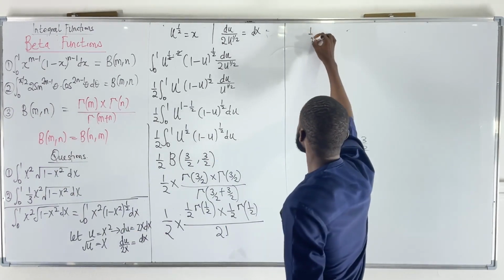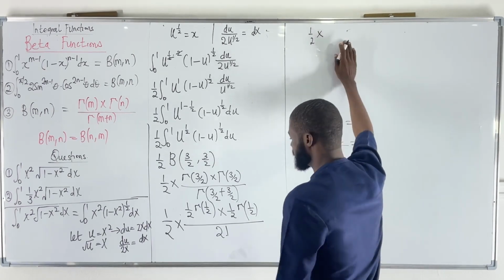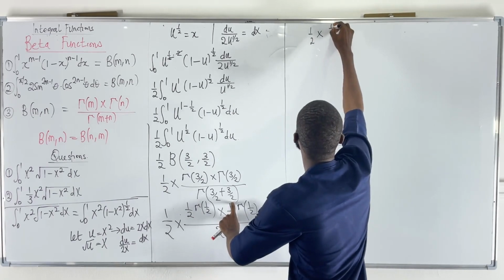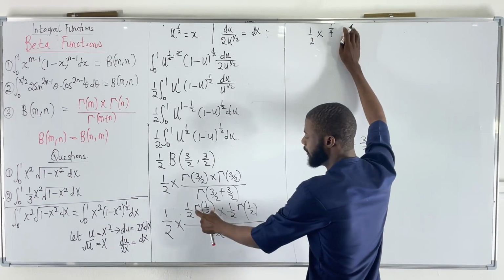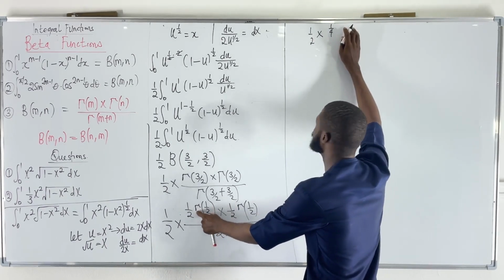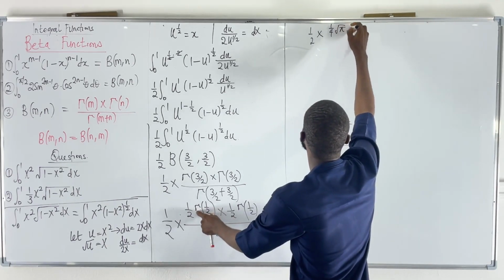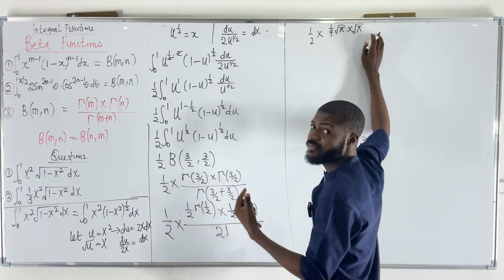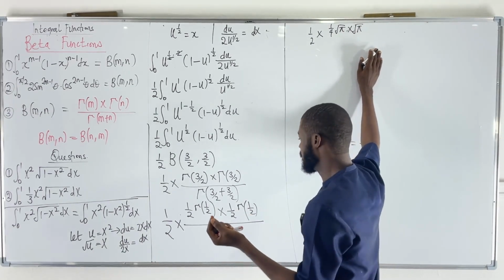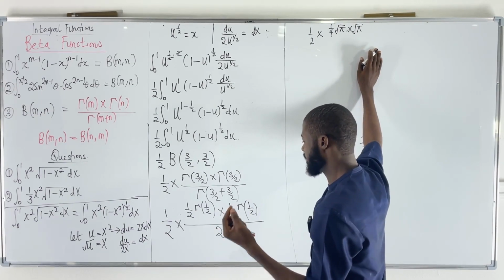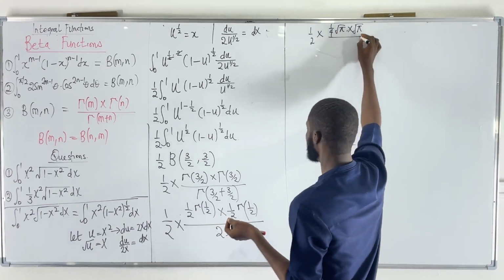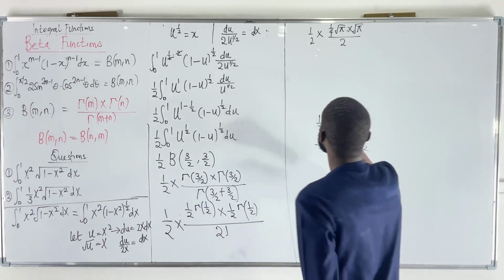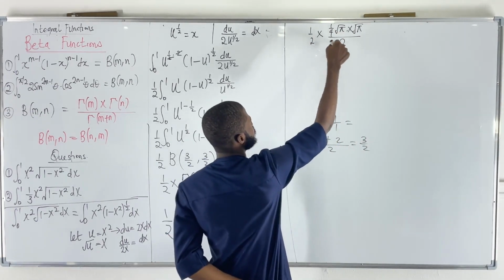So this is 1 over 2 times half times half, which is 1 over 4. Now, the gamma of half is root pi. So this is the square root of pi times the square root of pi, because we have it in 2 places. It's a special value, remember I said that when I introduced this topic. Divided by 2 factorial, which is just 2. Now this 2 times this 2 here is 4.